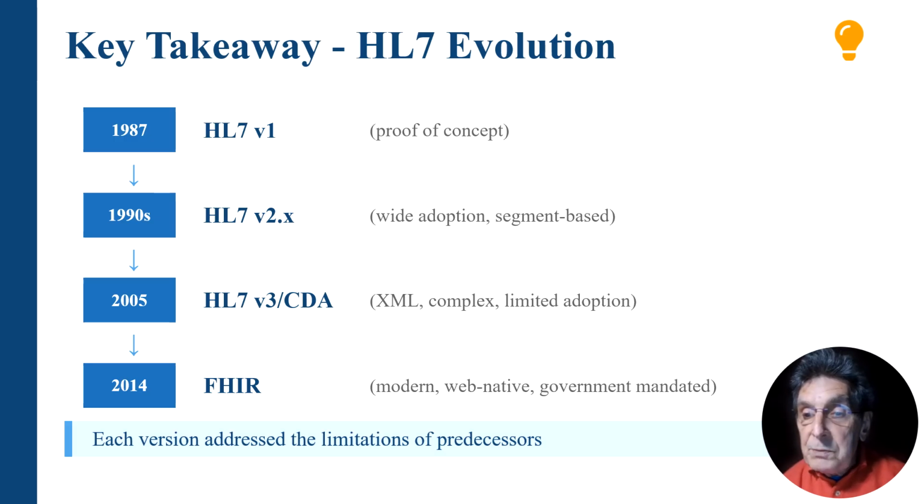V2 was practical but informal. V3 was formal but impractical. So FHIR found a middle ground, structured enough to be useful, but simple enough to implement. And now FHIR is government mandated, which changes the dynamics entirely. It's no longer optional for US healthcare information technology.